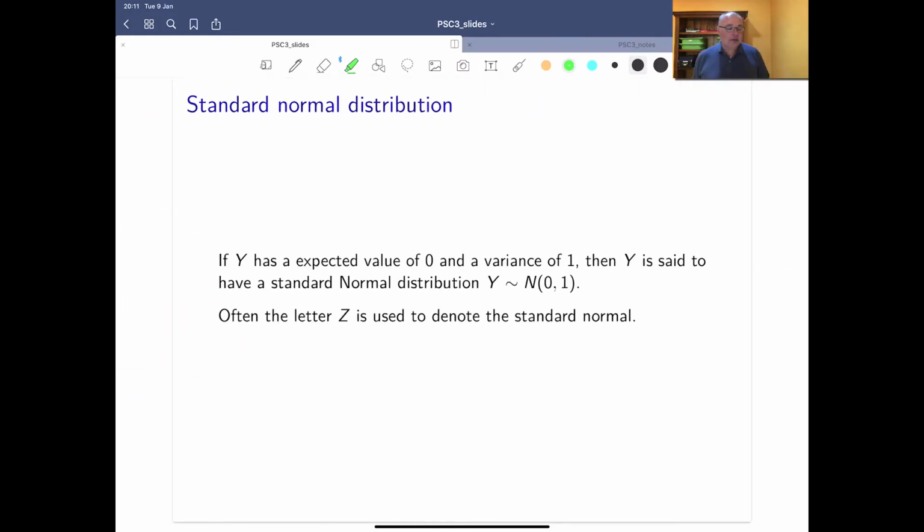Now, there's a standard one. We decided to have a single standard one, and the standard one is the one where we have an expected value of 0, so mu equals 0, and the variance and the standard deviation is 1. And that's what we call the standard normal.